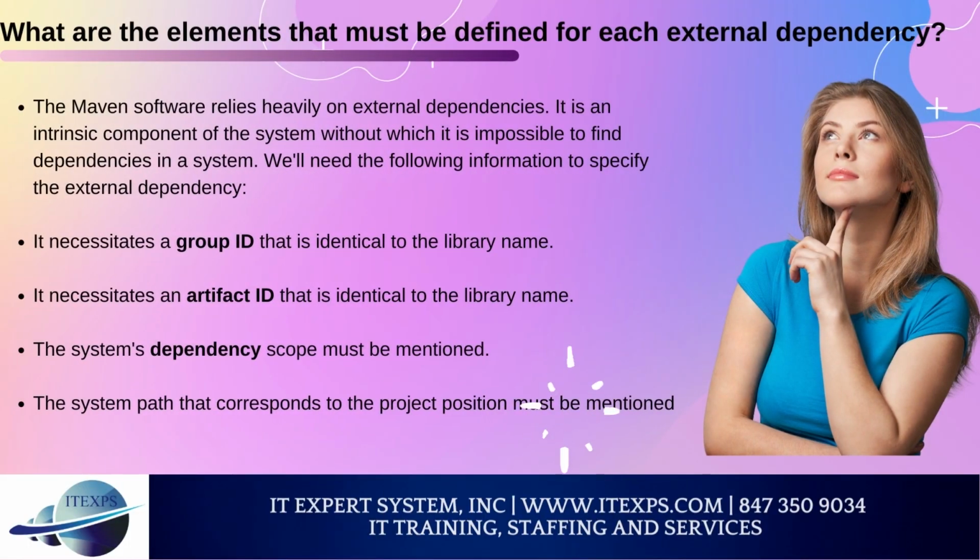What are the elements that must be defined for each external dependency? The Maven software relies heavily on external dependencies. It is an intrinsic component of the system without which it is impossible to find dependencies in a system. We will need the following information to specify the external dependency. It necessitates a group ID that is identical to the library name. It necessitates an artifact ID that is identical to the library name. The system's dependency scope must be mentioned. The system path that corresponds to the project position must be mentioned.